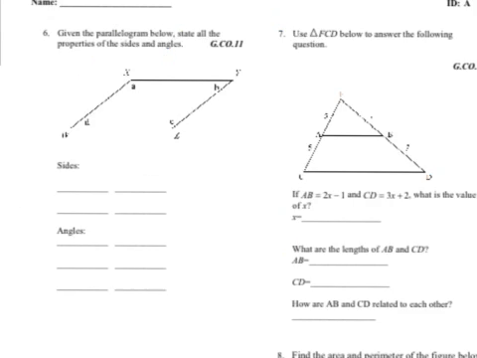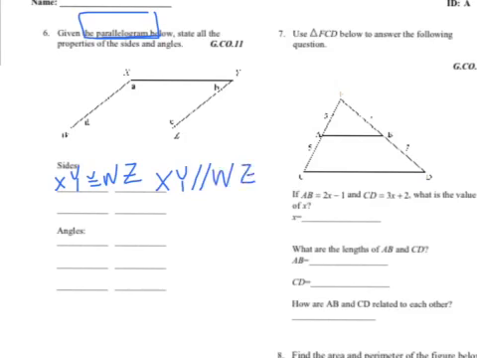Question number 6 says, given that we have a parallelogram, state all the properties of the sides and the angles. So if it's a parallelogram, which is kind of like a rectangle that's slanted, then we know that XY is congruent to WZ, and XY is parallel to WZ. So we have that opposite sides are equal and they're also parallel. And then the other sides, XW is congruent to YZ, and XW is also parallel to YZ.